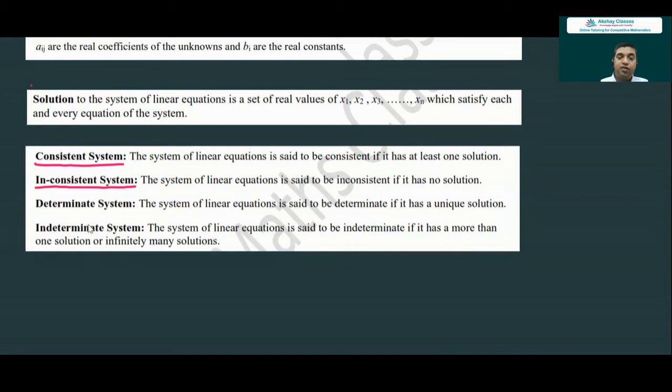Now the system can be called determinate or indeterminate. It is called a determinate system if the solution is unique, if it has only one solution. If it has more than one solution, and generally it is an infinite number of solutions, then we call the system indeterminate.